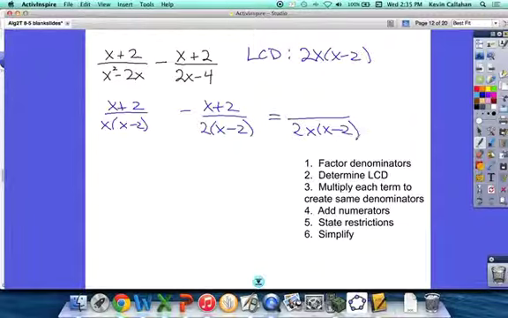Okay, what do I have to multiply the first fraction by so that it has that common denominator? 2, right? So this will be 2 divided by 2. Right? What do I have to multiply the second one by so that it has this denominator? x. Right? So this will be x over x. Now, both of these have the same denominator, right? So we can add or subtract the numerators.